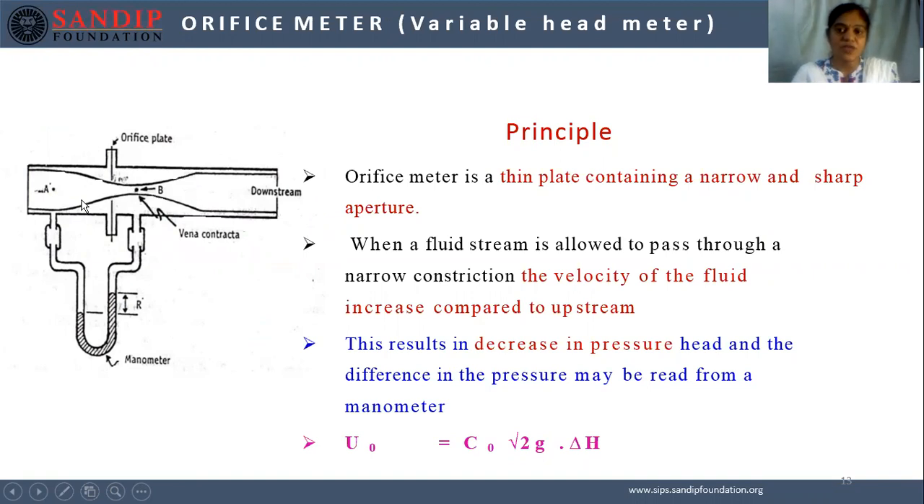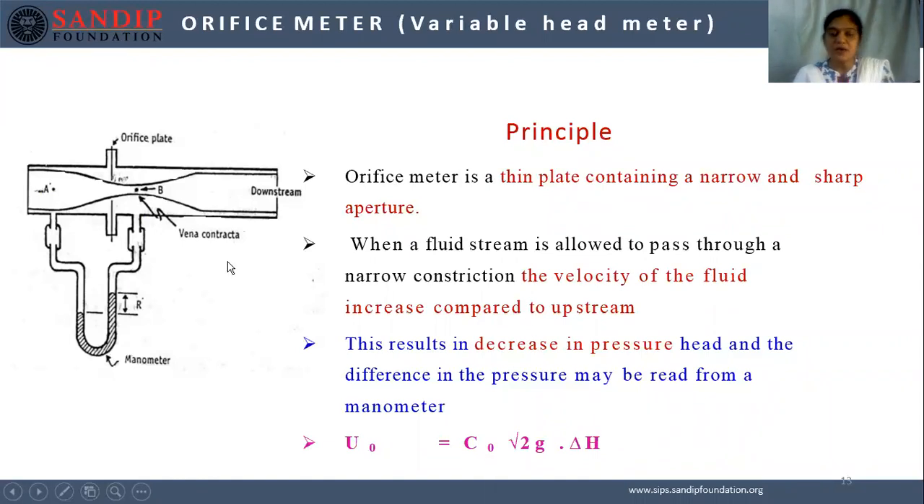So when the fluid stream is allowed to pass through the narrow constriction, the velocity of the fluid increases compared to that of the upstream. And this causes what here? The decrease in pressure head, and the difference in pressure may be read from a manometer which is attached from point A as well as B, and this is indicated with the help of the equation U squared is equal to C0 under root of 2g into delta H. So C0 is the constant or the coefficient.